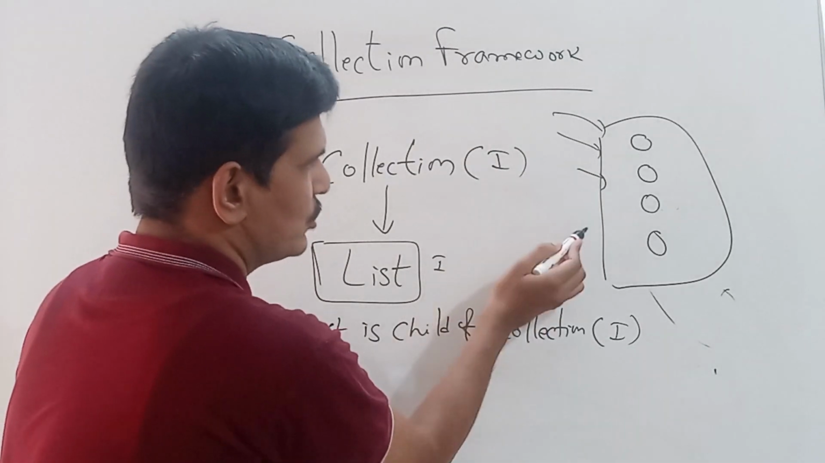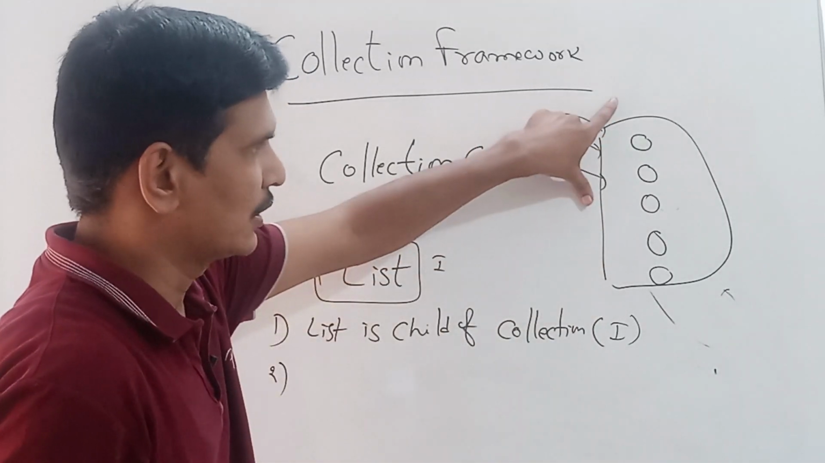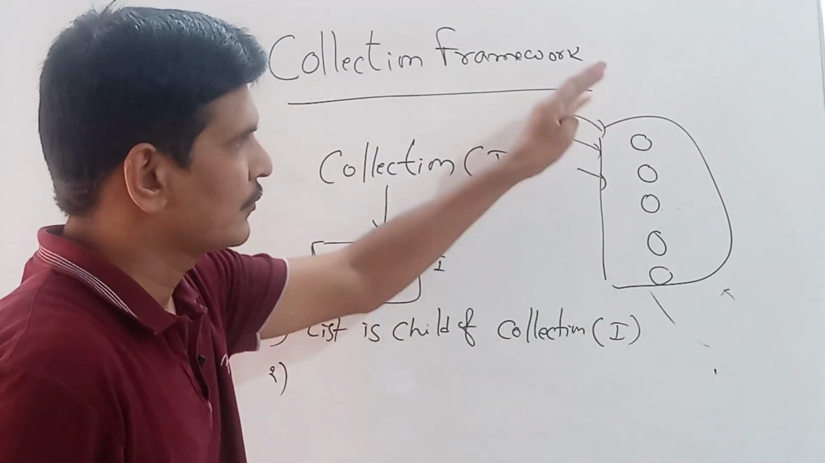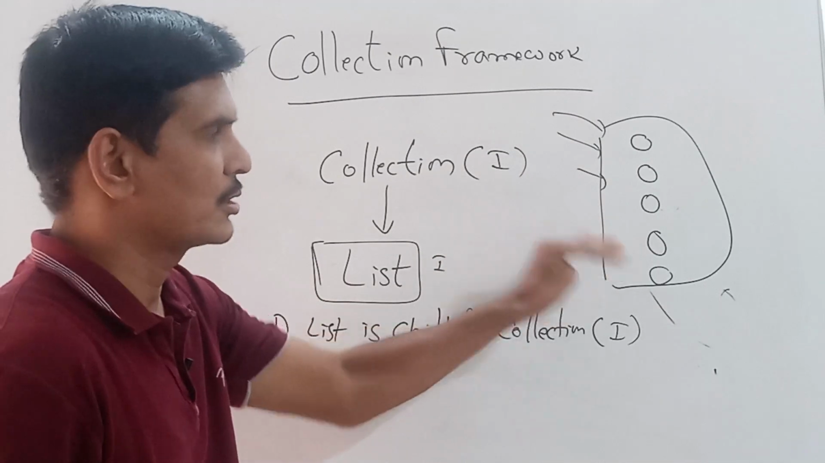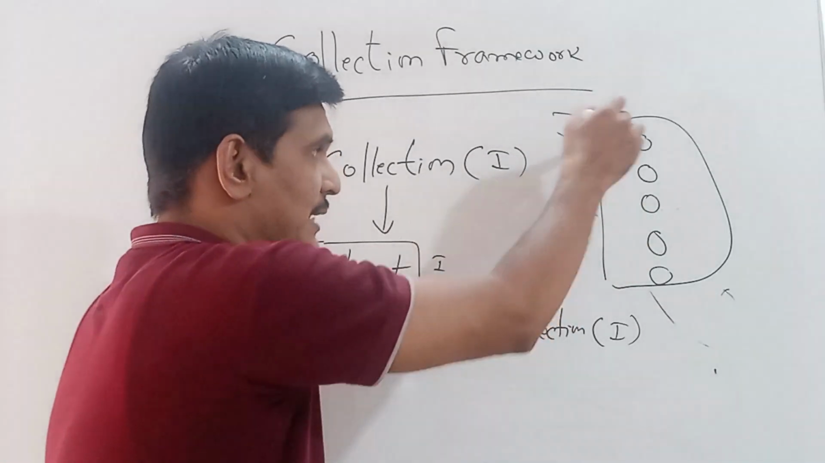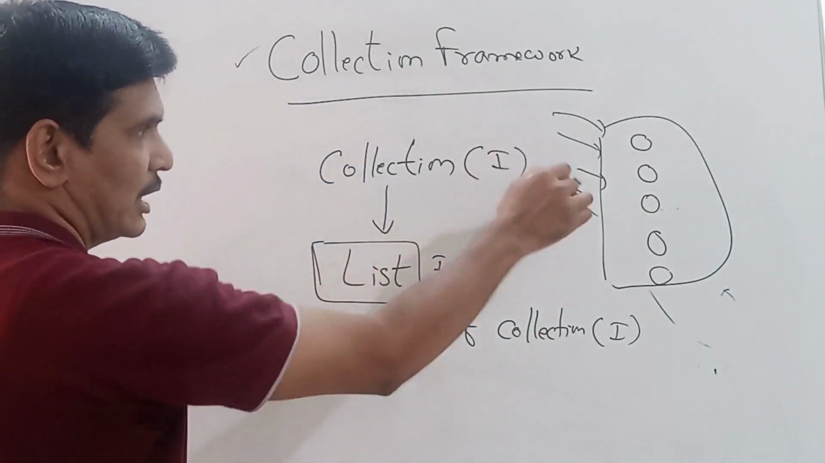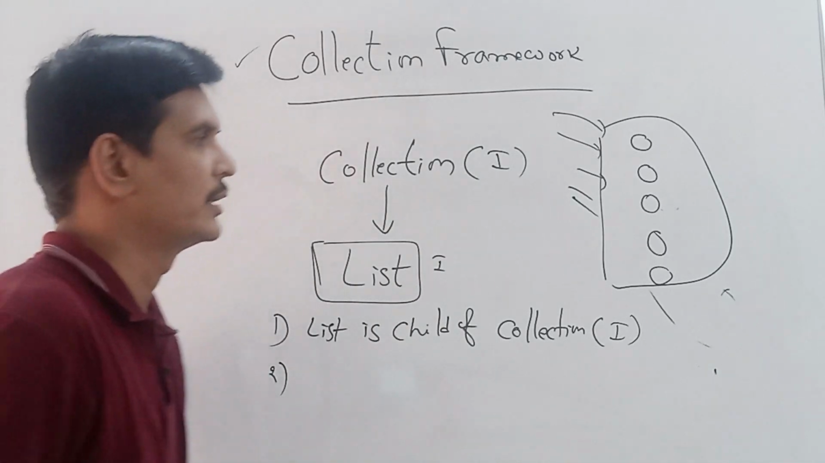Okay, so when I add a new element, that should be here. This particular collection should maintain the insertion order. In whichever order we have inserted these elements or objects, in the same order it should be presented. That's an important thing. So in that particular case we use the list interface.